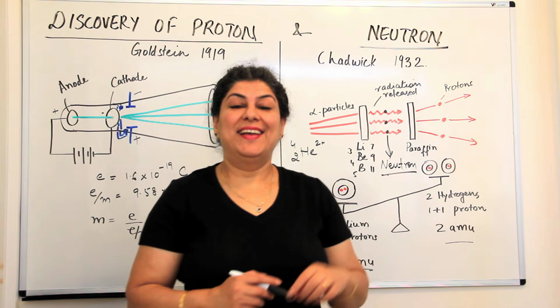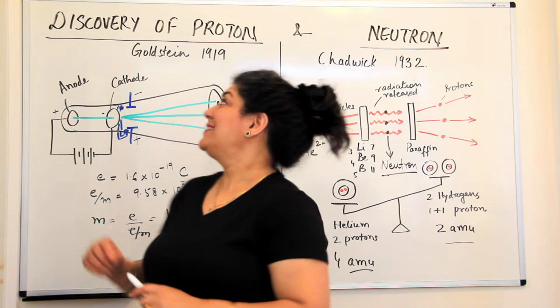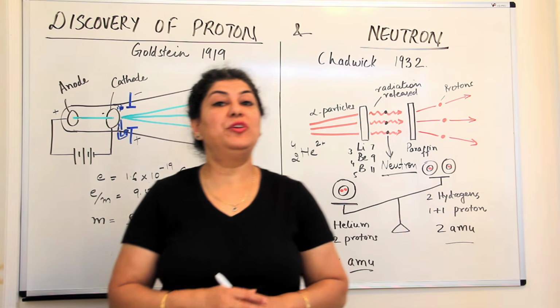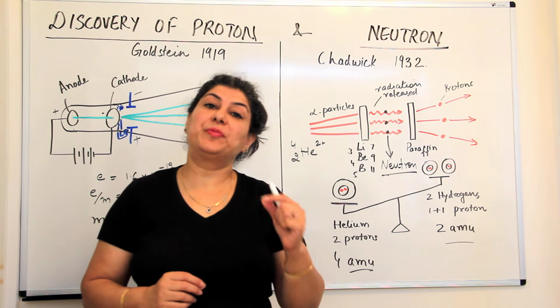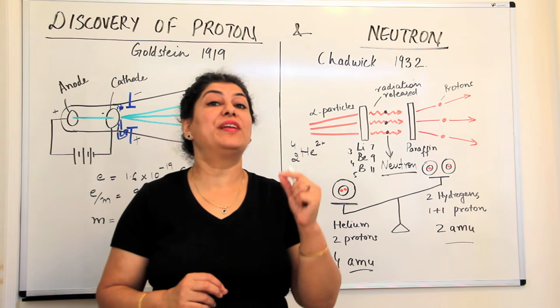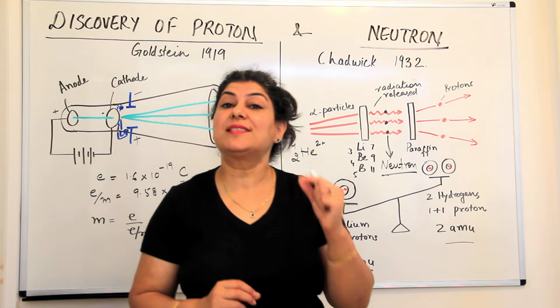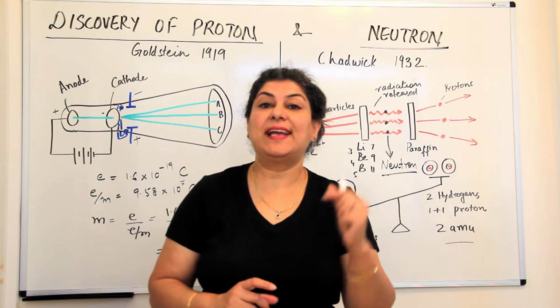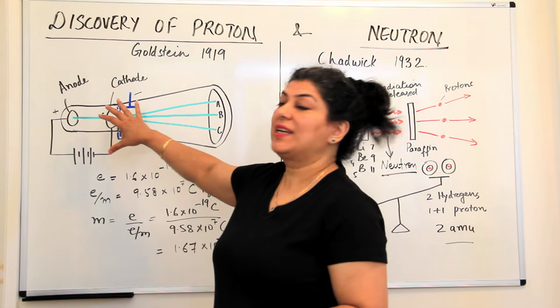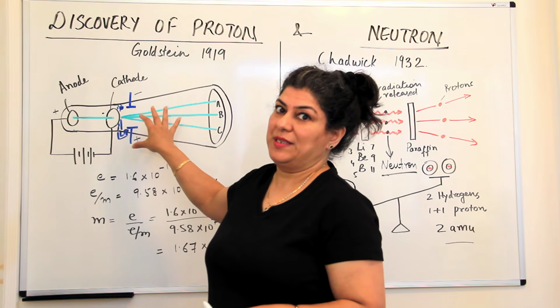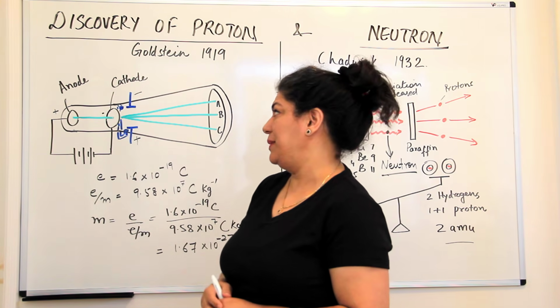Hello! The topic for today's video is the discovery of proton and neutron. We have studied in the previous videos about the discovery of an atom and then how J.J. Thomson discovered the presence of a subatomic particle, that was an electron, by carrying out the cathode ray tube experiment, that is the discharge tube experiment.